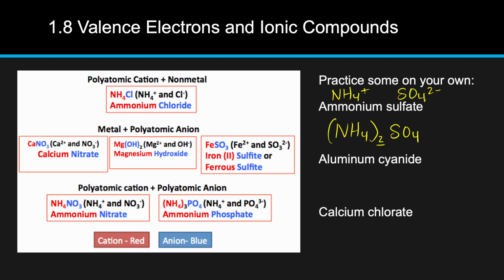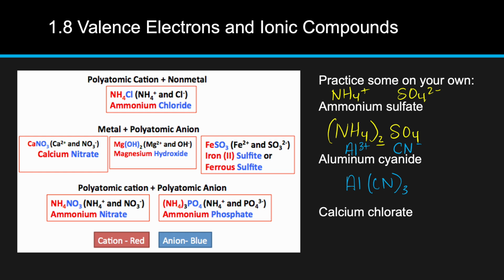Next up, we have aluminum cyanide. Aluminum is an element which forms a positive 3 ion. Cyanide is our polyatomic ion here, capital C, capital N with a negative 1 charge. Again, we want to balance out the overall charge, so we need 3 cyanides to balance the aluminum with a positive 3 charge. So we're going to put cyanide in the parentheses.